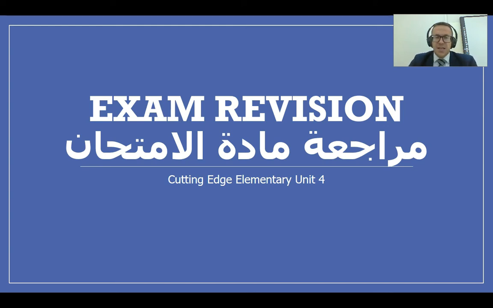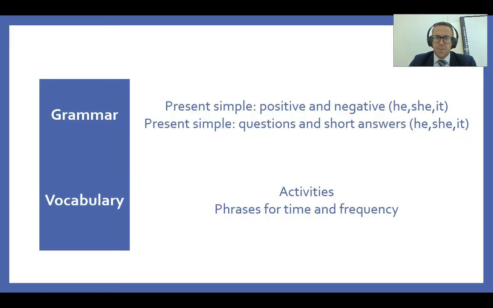Hi, this is the exam revision video for Cutting Edge Elementary Unit 4. In this unit, you studied present simple positive and negative with he, she and it, and you also studied the questions and short answers for he, she, it in the present simple. The vocabulary was activities and phrases for time and frequency.